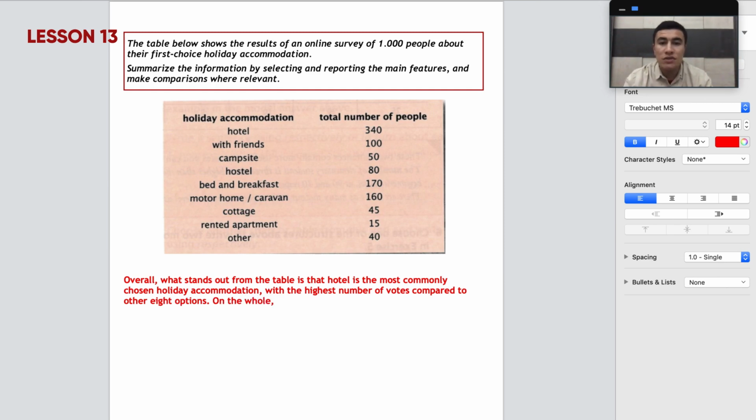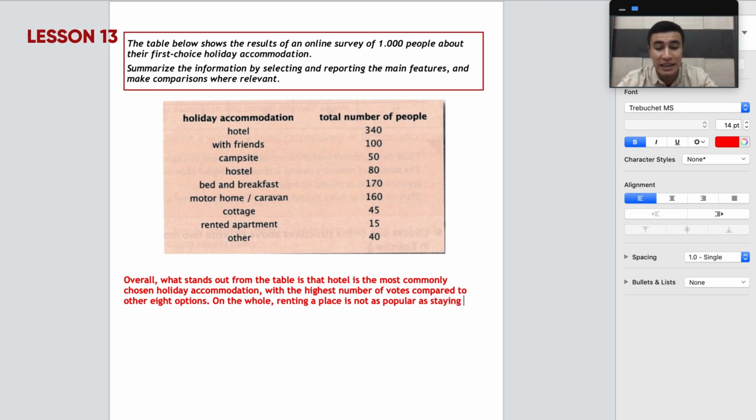Okay, on the whole, now we should try to group the items here, but as I told you before, this is not always possible. Either you cannot group items or you don't know the exact word to group items. So let's do something a little bit different here. On the whole, as you can see, we have rented apartment, cottage, so this is the least popular holiday accommodation.